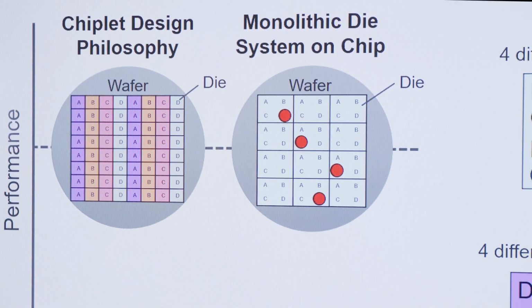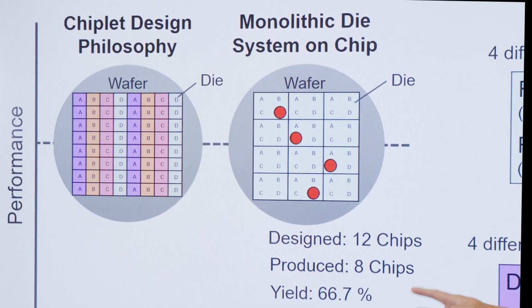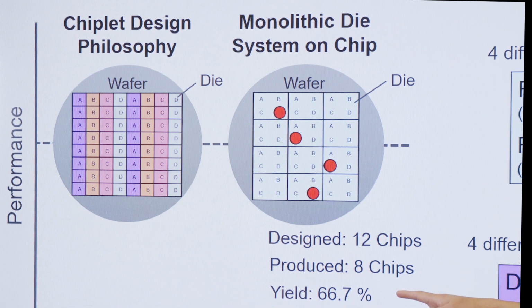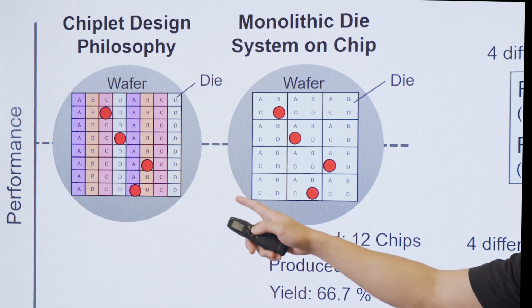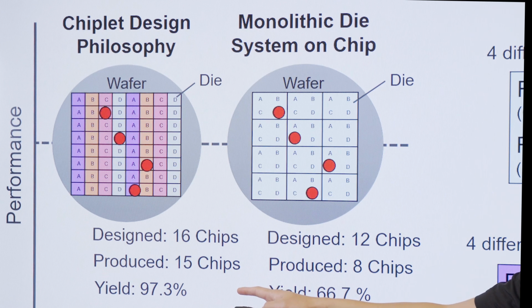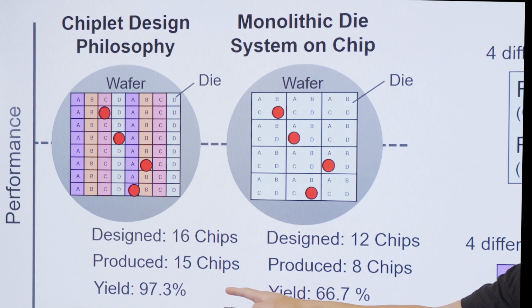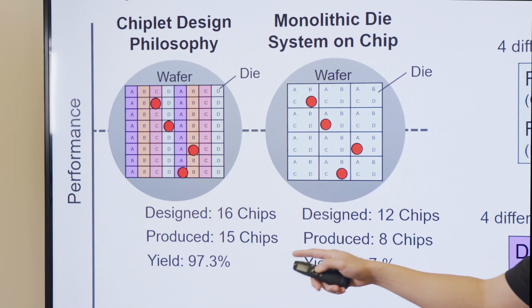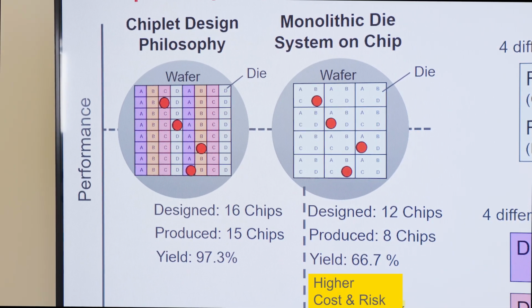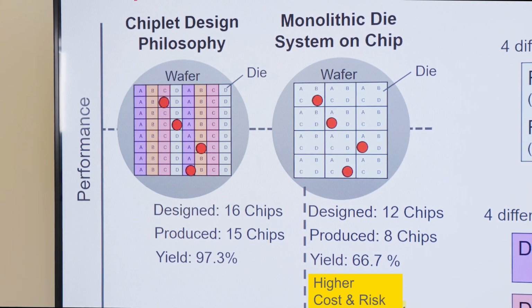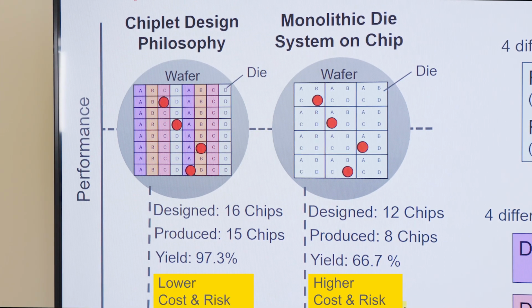Given four defects, we will see that the yield will be 66.7%. If we use the chiplet design philosophy, on the left, we will see the same four defects will give us a yield of 97.3. This tells us that the traditional approach is of a higher cost and higher risk. That's why the chiplet design philosophy is increasingly adopted now, since it has a lower cost and lower risk.